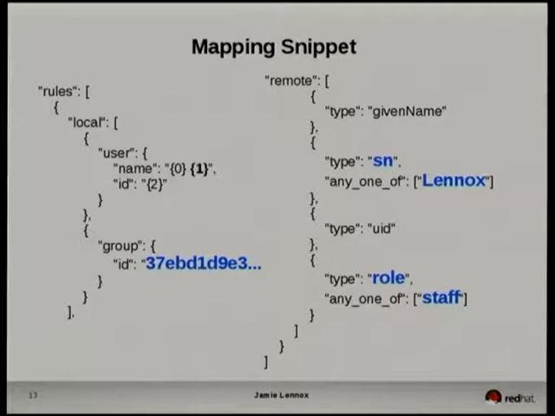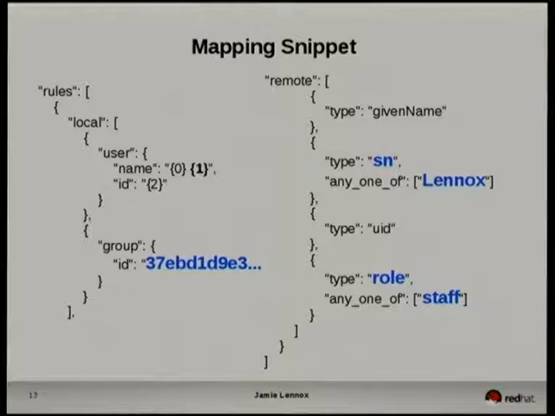In this case, for this rule to match, you need to have coming in from the IDP, and I've stripped out the Mellon prefix, an attribute of a given name, a surname, a UID, and it has to have a role. And role has to match staff, and surname has to match Lennox. That's a pretty useless rule in a real production system, but it works for what we've had in the previous few slides.